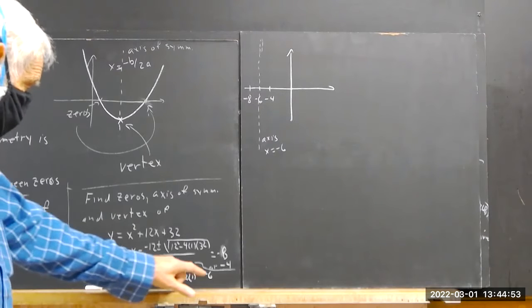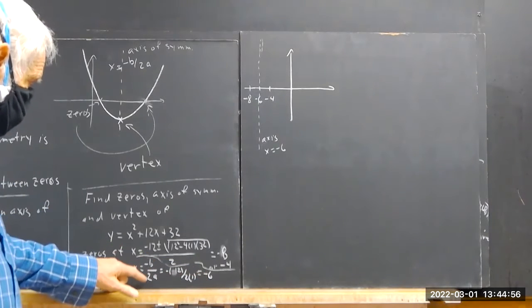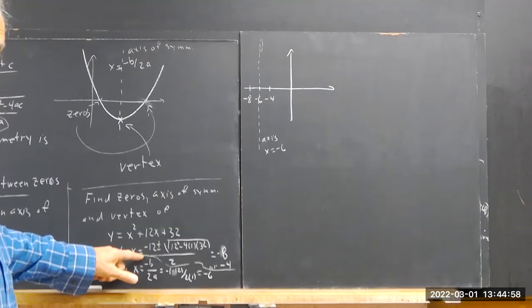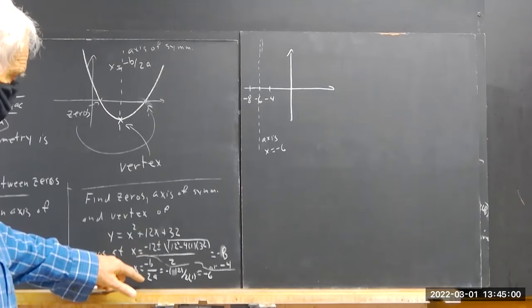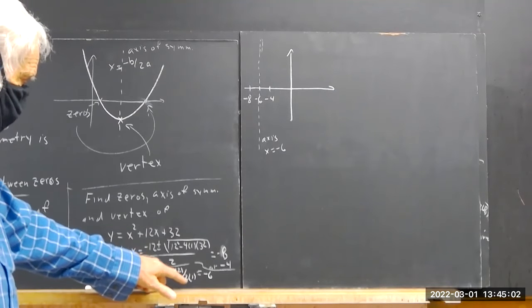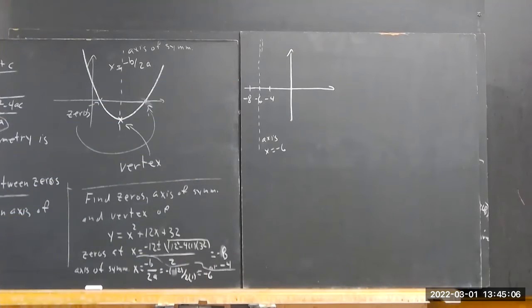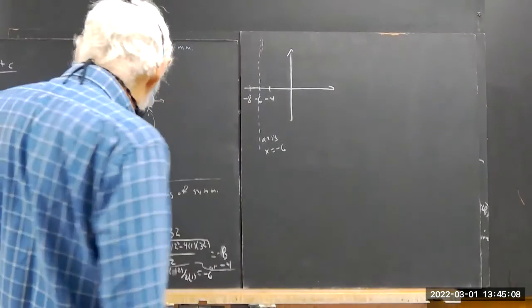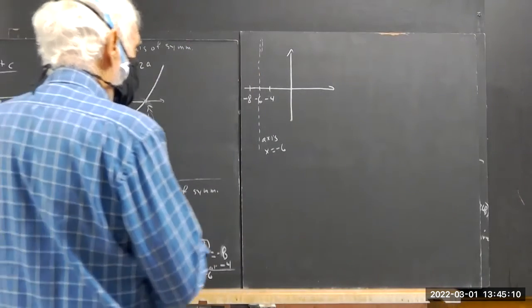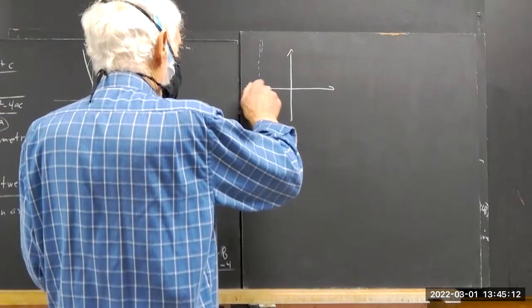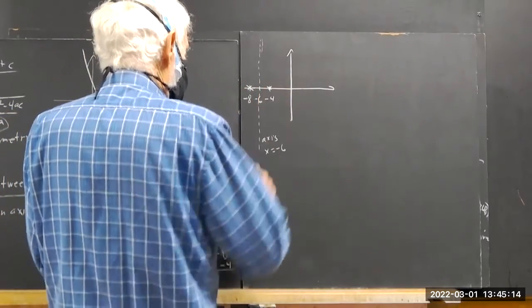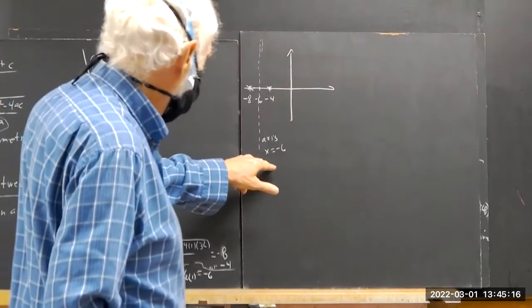And the axis of symmetry is x equals negative b over 2a. b is 12, a is 1. That gives you negative 12 over 2, which is negative 6. So we have a picture. We have zeros at -8 and -4, and our axis of symmetry is x equals -6.